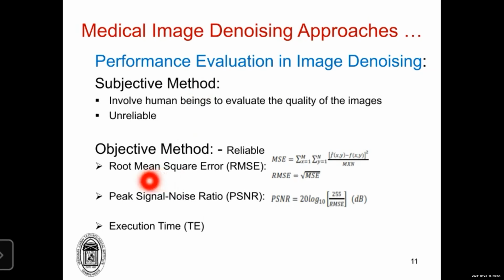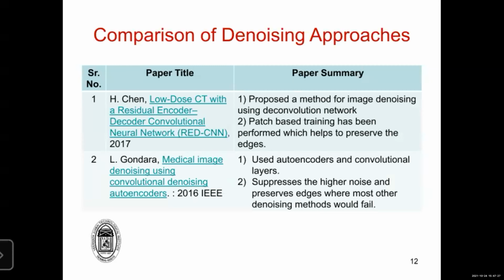The three parameters I have mentioned here are the root mean square error, the equation is given, root mean square error is the root of the mean square error. Next is the peak signal to noise ratio. It is again based on the RMSE value. Third is the execution time, the time required to perform the complete process. So three parameters are there to measure the performance. Now let us see some examples, some papers.